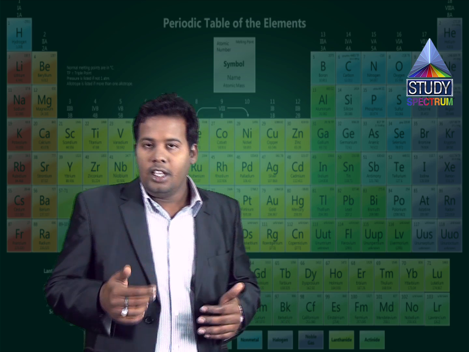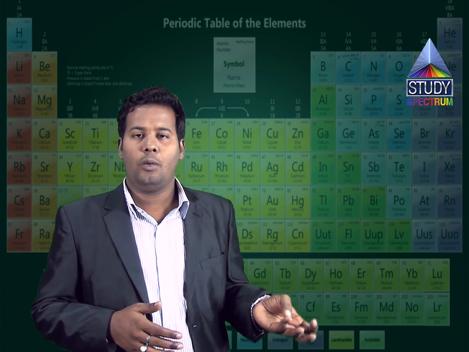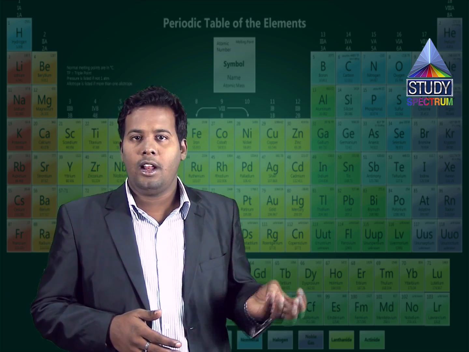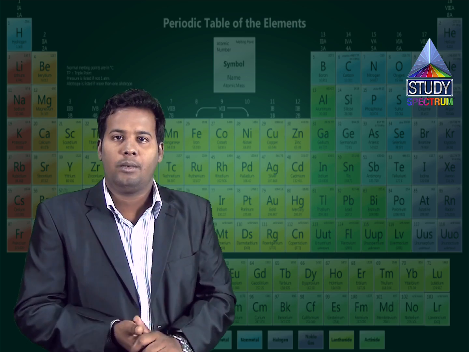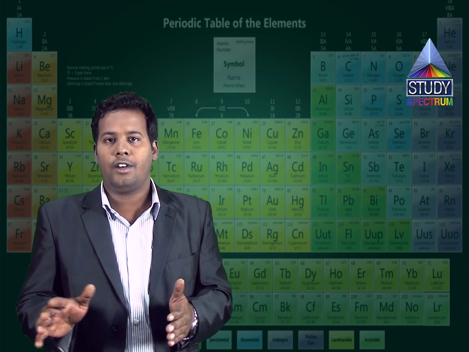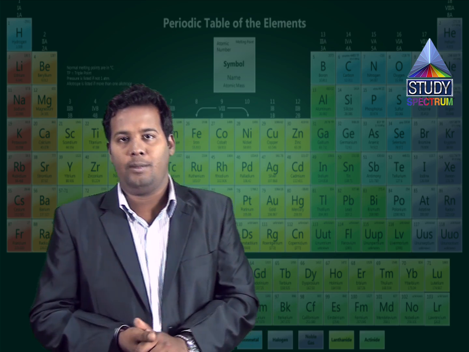Now after seeing the works of different scientists, German scientist Dobereiner, British scientist Newlands, Russian scientist Dmitry Mendeleev, and Henry Moseley, who gave the modern periodic table, we'll move further in this chapter and try to understand the different trends and different properties of this modern periodic table.